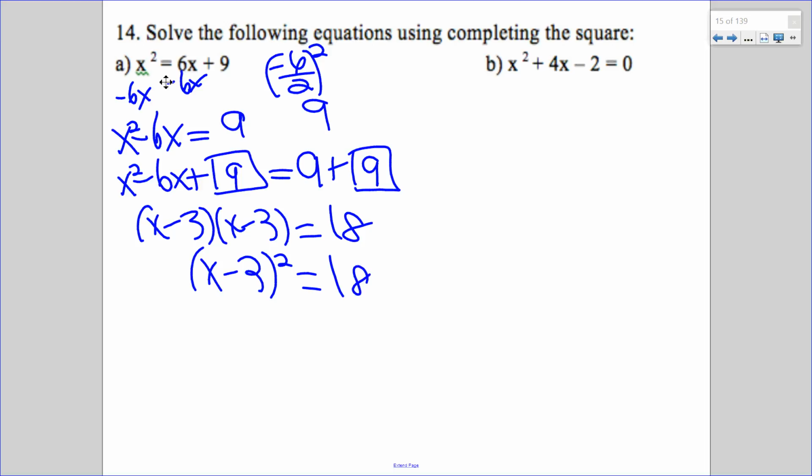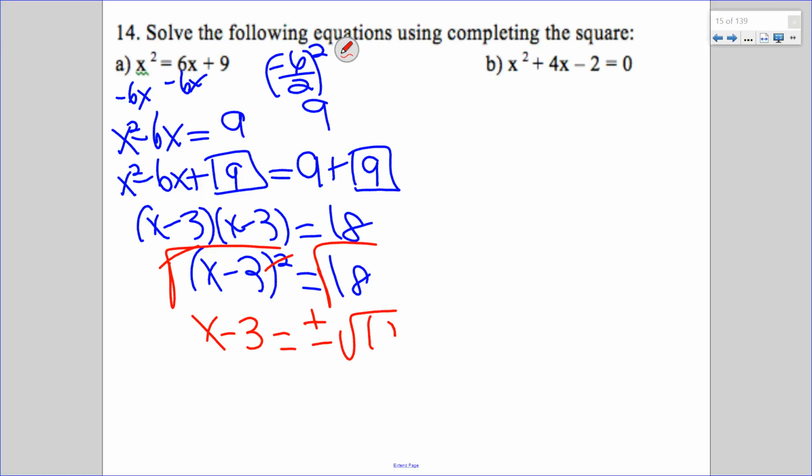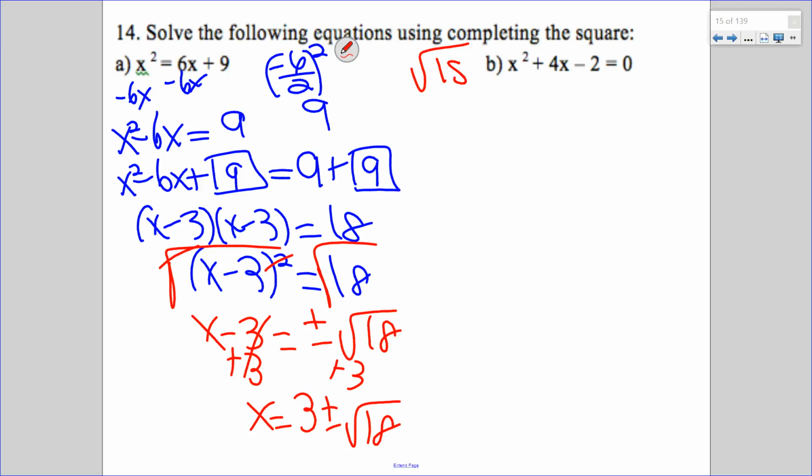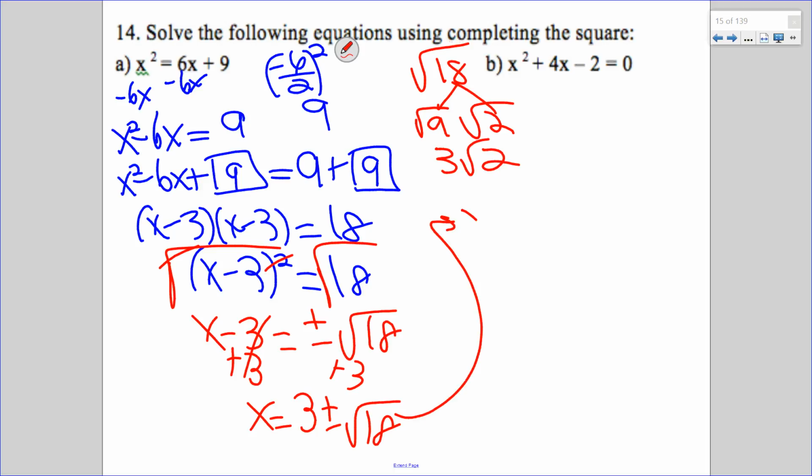Now, to solve the equation, take the square root of both sides. Squaring and the radical cancel, I get x minus 3 equals, when you take the square root, plus or minus radical 18. Solve for x, plus 3. x equals 3 plus or minus radical 18. Final step, if necessary, is to reduce the radical, which I can do in this example. 3 rad 2. So my final answer is x equals 3 plus or minus 3 rad 2.